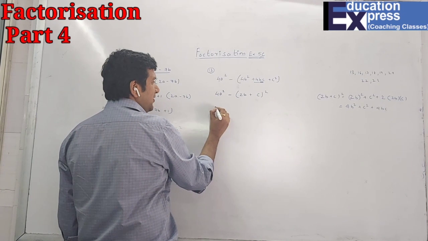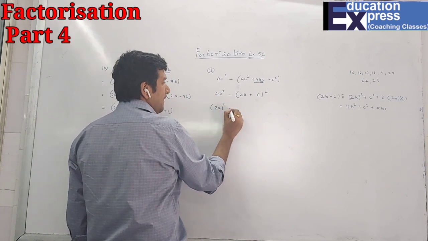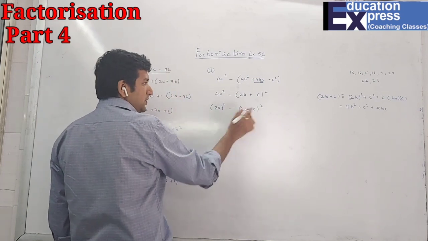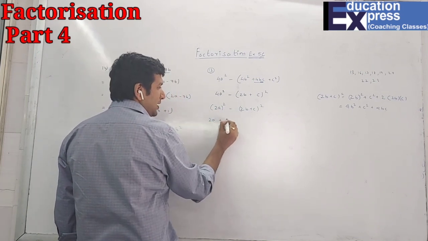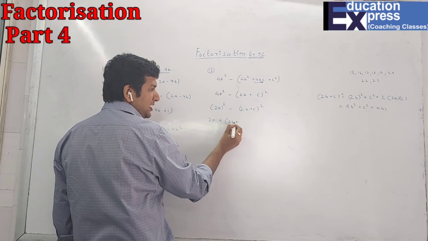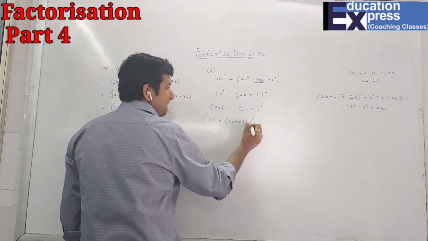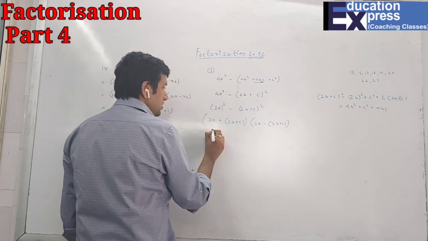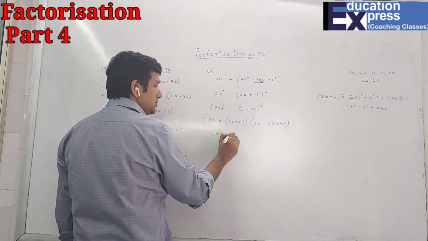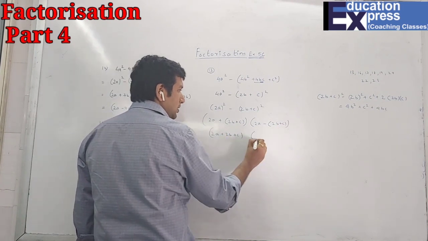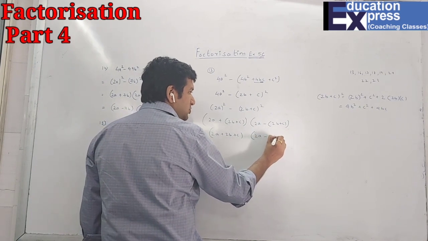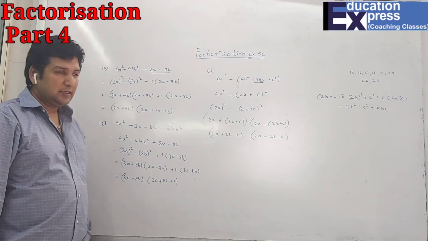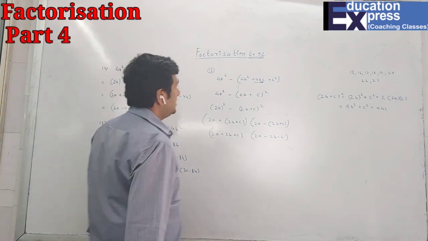Now this is the square for 2a, and this whole thing we have done this type of sums earlier. A square minus b square. So a plus, bracket you have to use because after the sign there is a binomial. So this will be 2a plus 2b plus c, 2a minus 2b minus c. So this is how we will be solving these questions. So question number 13 is done.